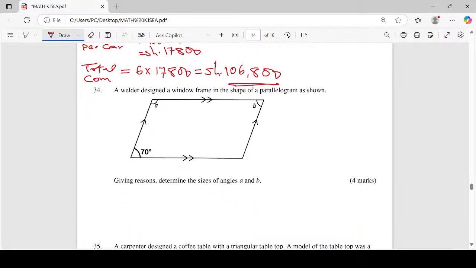Question number 34. A welder designed a window frame in the shape of a parallelogram as shown. Giving reasons, determine the size of angle A and B. There are several ways in which you can work out this. Let me show you.